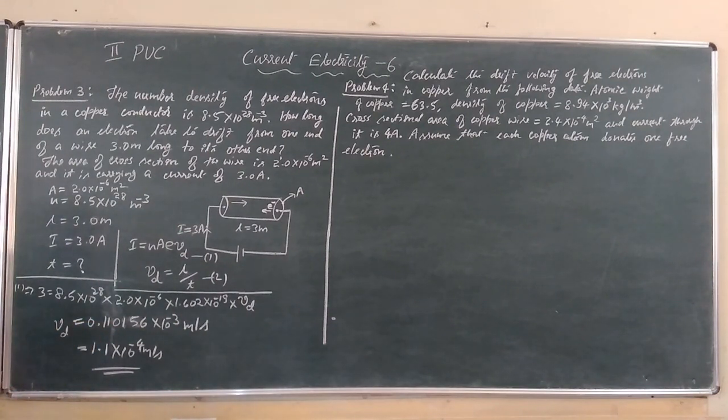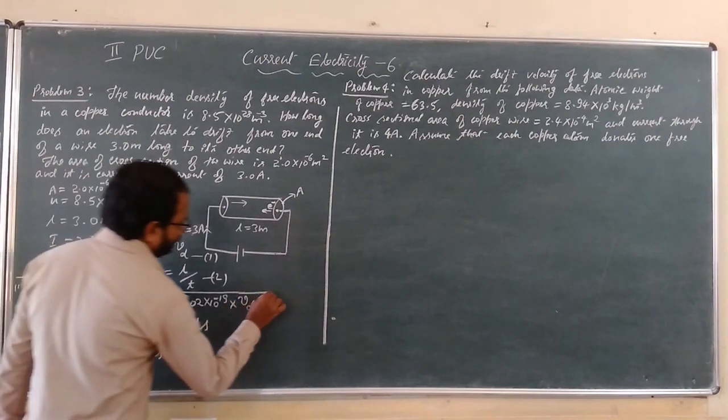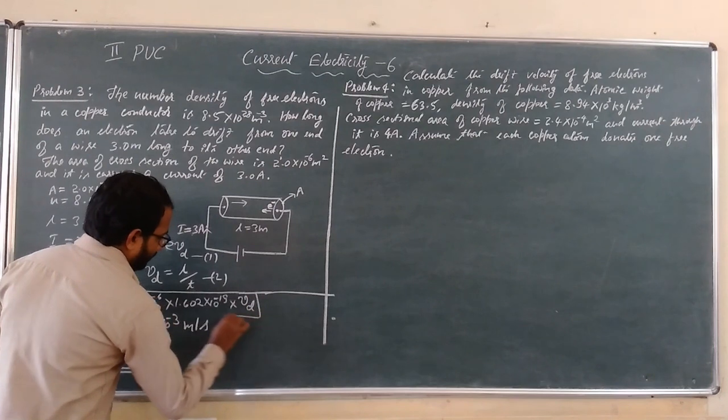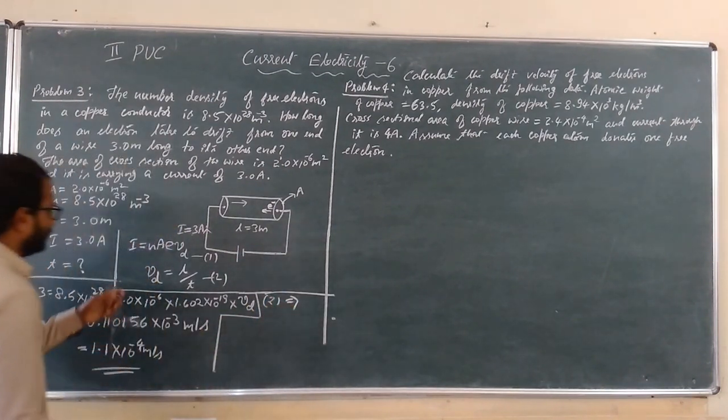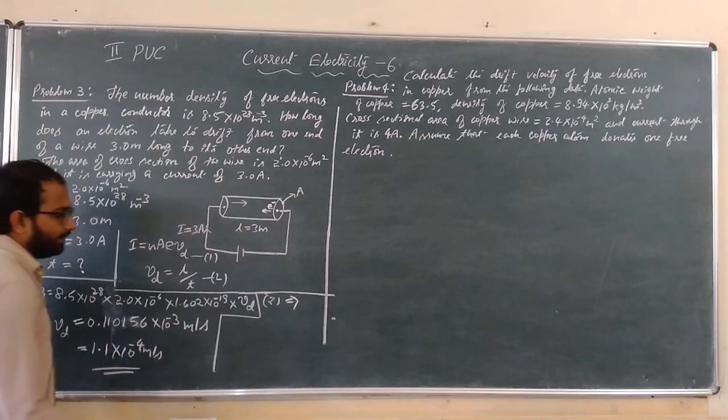It comes out to be 0.110156 into 10 to the power of minus 3, that much of meter per second. Now how to calculate time? So, using equation 2, Vd is equal to L by T.